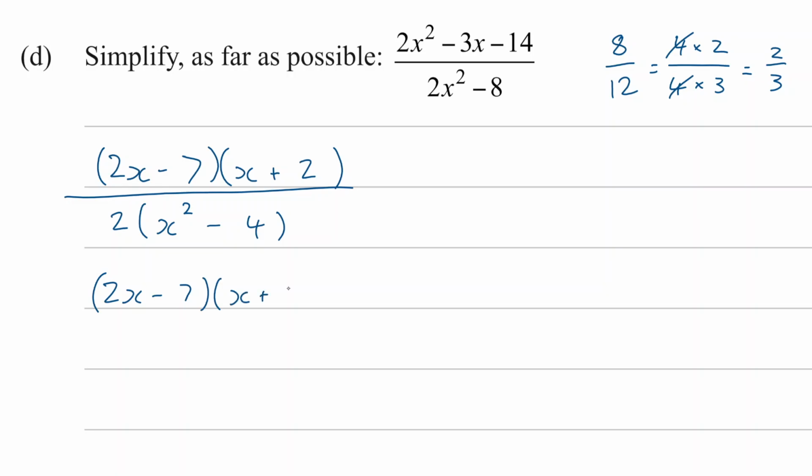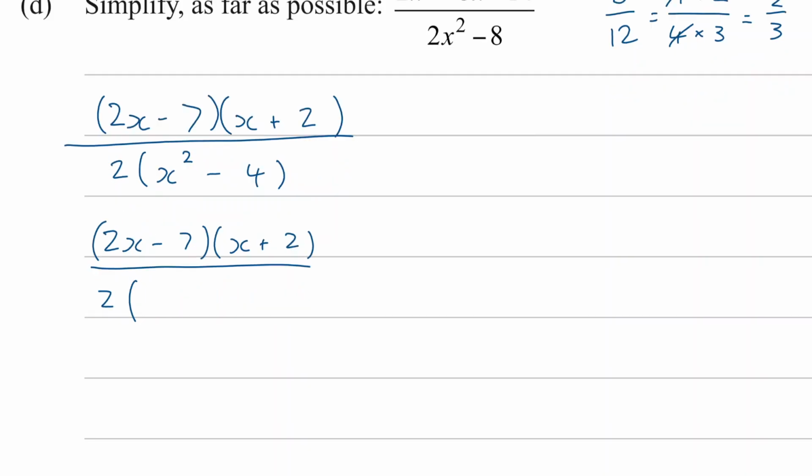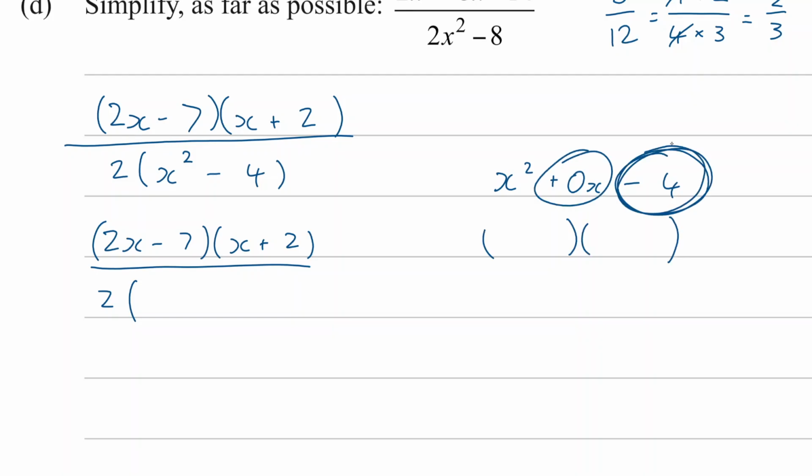The numerator stays the same. For x squared minus 4, we're looking for two numbers that multiply to negative 4 and add to 0. That will be negative 2 and positive 2. They add to 0 and they multiply to negative 4.